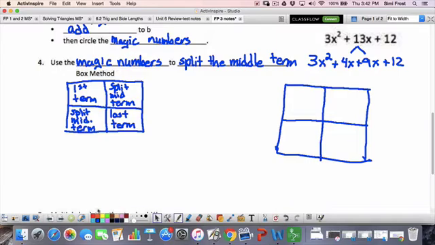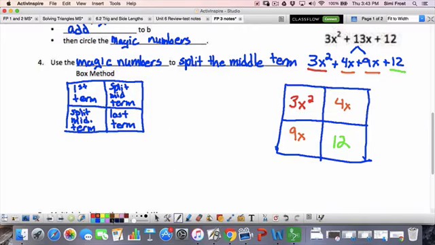Okay, so first and last, so I'm going to put my 3x squared right here in this first box. Last, I'm going to put my 12 in this box, and then my split middle term, I have 4x and I have 9x. Okay, and it doesn't matter which one you put in which box. 4x could go here or it could go here, it doesn't matter. So 4x and 9x. Hopefully the color coding makes you see where each thing's coming from.